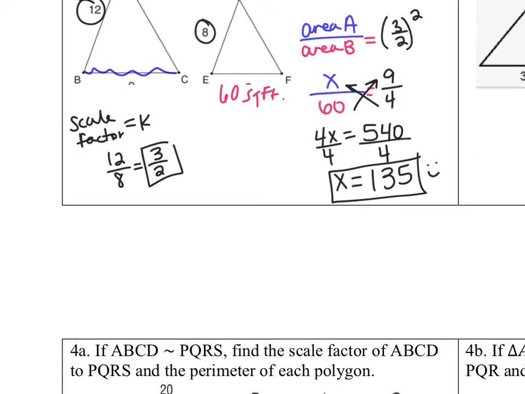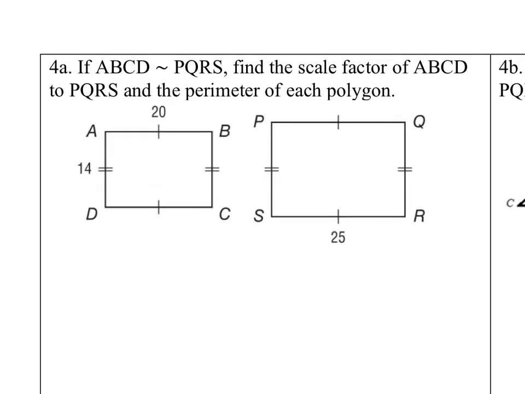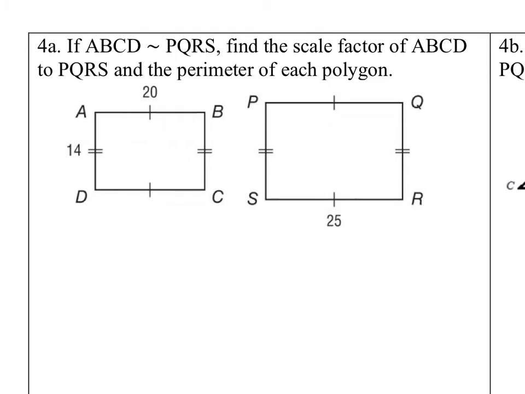Alrighty, so moving on, now we're asked to find the scale factor between two rectangles and the perimeter of each polygon. Okay, so let's highlight what we need to do so that we can follow our steps. So scale factor of ABCD to PQRS, this order is important. Okay, so that's going to be from our small rectangle to our large. And then last, we need to find the perimeter of each polygon. We have 2 polygons, so we need to find 2 perimeters.